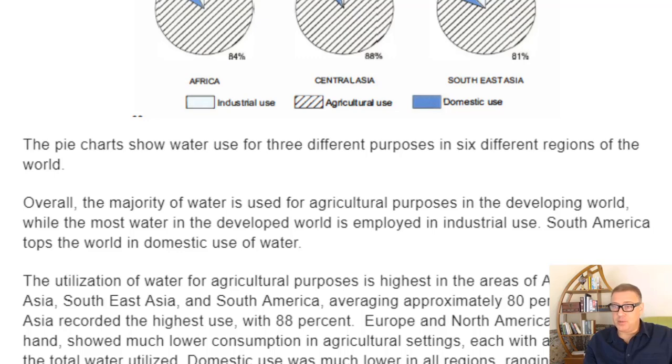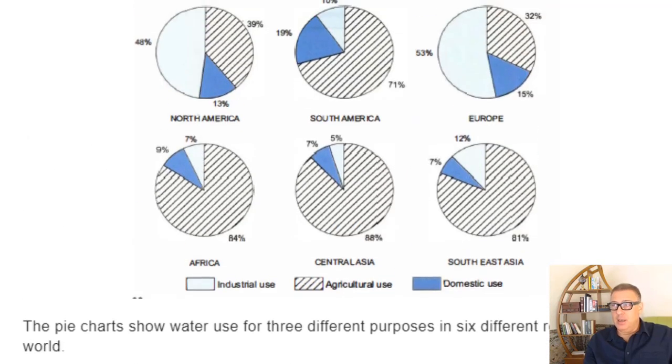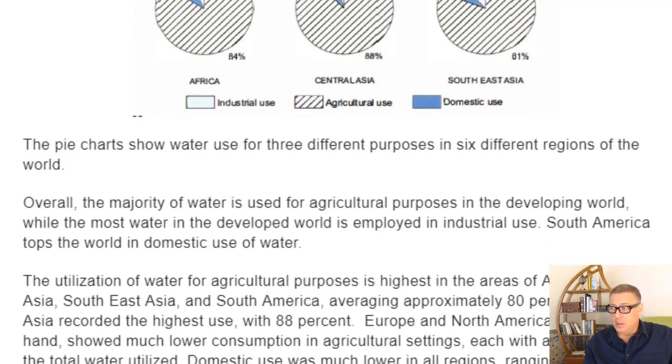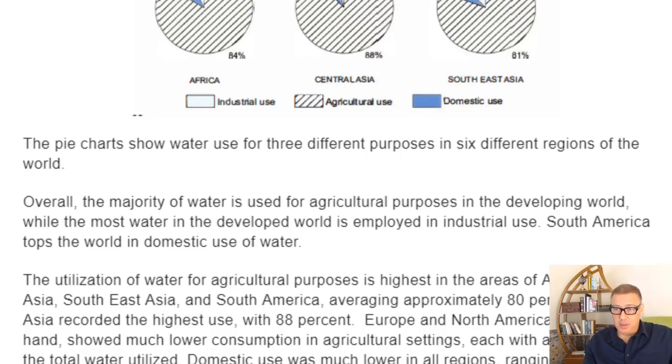So that's what we immediately noticed, right? The light blue color is much bigger in the developed world, and the vertical lines much bigger in the developing world. And then we also mentioned this difference in South America. So South America tops the world in domestic use of water. So that is a very complete overview. It's got all of the information. And again, there's no specific details. There's no data in the overview. It's just a general summary of the information that we see.